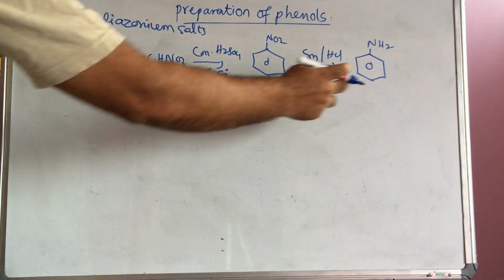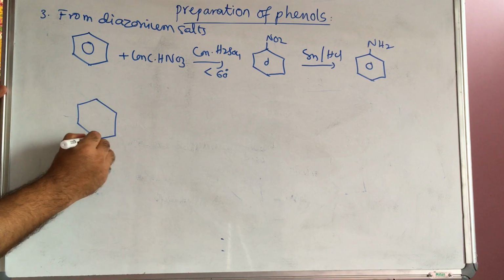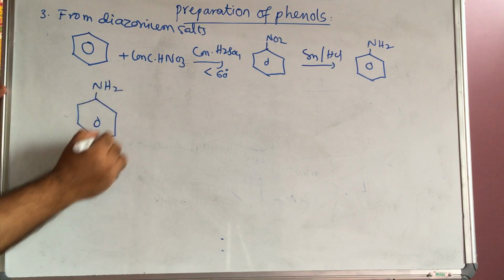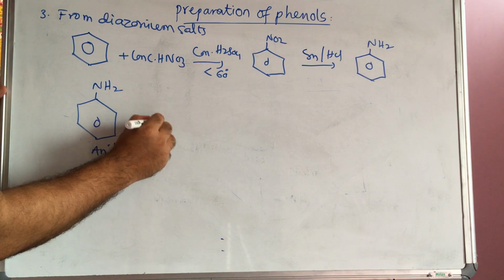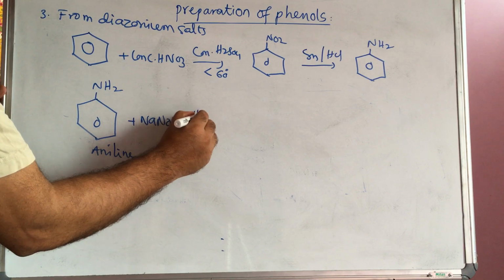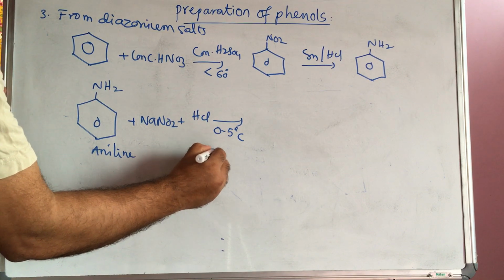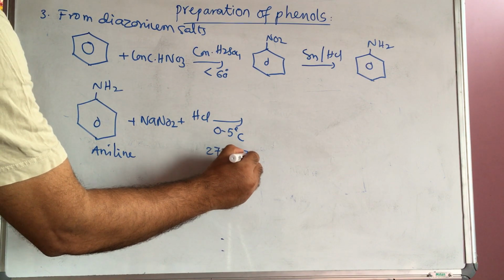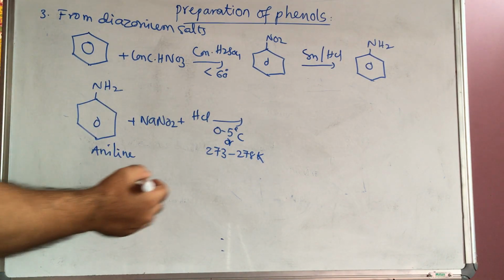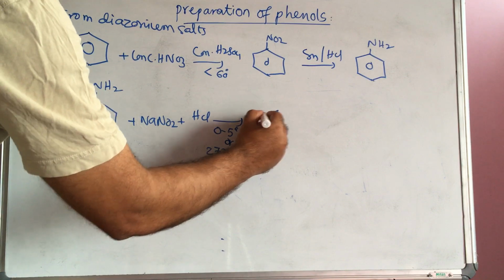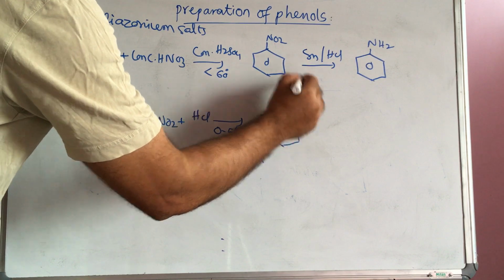In our book it is given from here onwards. Some basics I have given here. This aniline, on treating with NaNO2 plus HCl at 0 to 5 degrees Celsius, this is 273 to 278 in Kelvin, you can write in degrees Celsius or in Kelvin. At lower temperature, we get the diazonium chloride, N2+ Cl-.